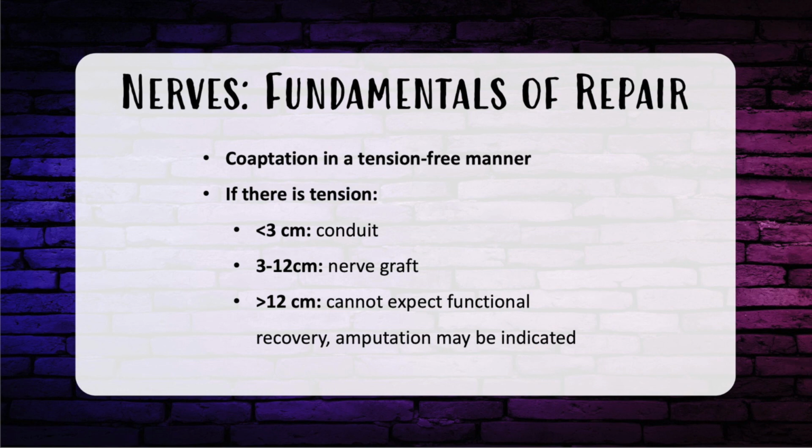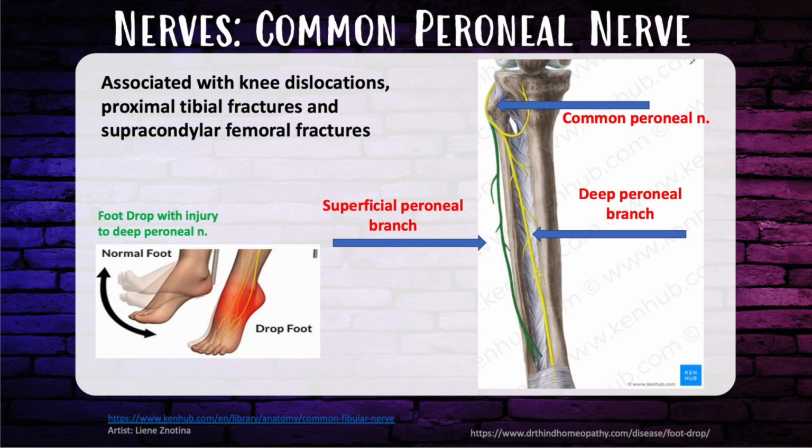If longer than 3 centimeters, you must use a nerve graft. Common choices are the sural, lateral, or medial antebrachial cutaneous. If the defect is greater than 12 centimeters, you cannot expect to have a functional recovery, so it would be futile to repair. And if we are talking about major traumatic injury, as we said earlier, that would be an indication for amputation. Let's talk about the common peroneal nerve.